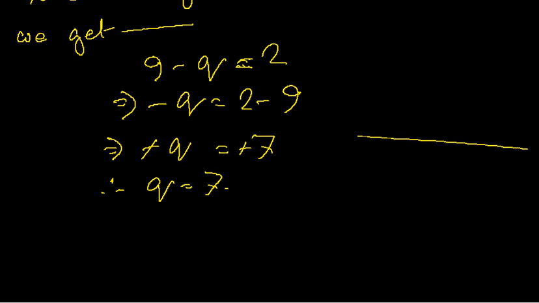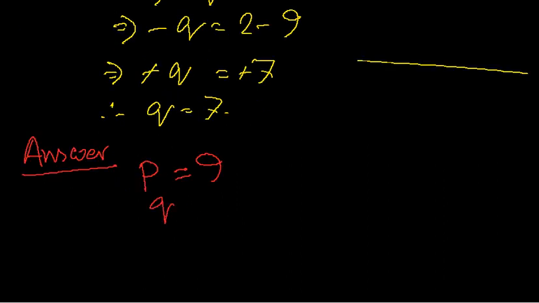So we can write down the answer here: p equals 9 and q equals 7, and this will be the final answer.